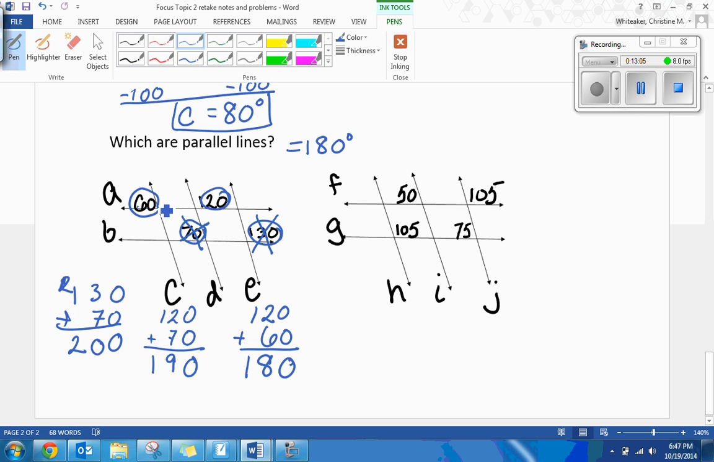So 60 plus 120. So that's going to be 60, and that's line C. And 120, that's line D. So C is parallel to D. Okay? So good luck finishing the rest of it, and let your teacher know when you're done.